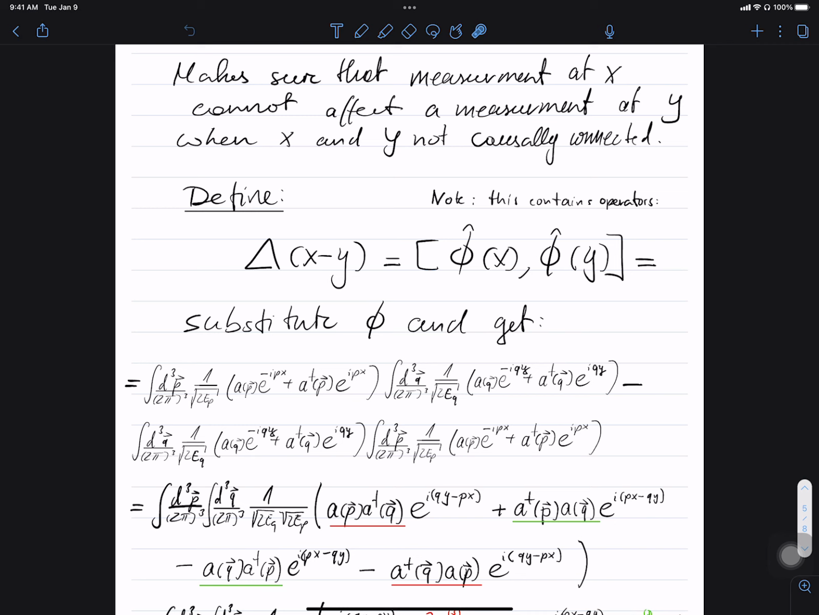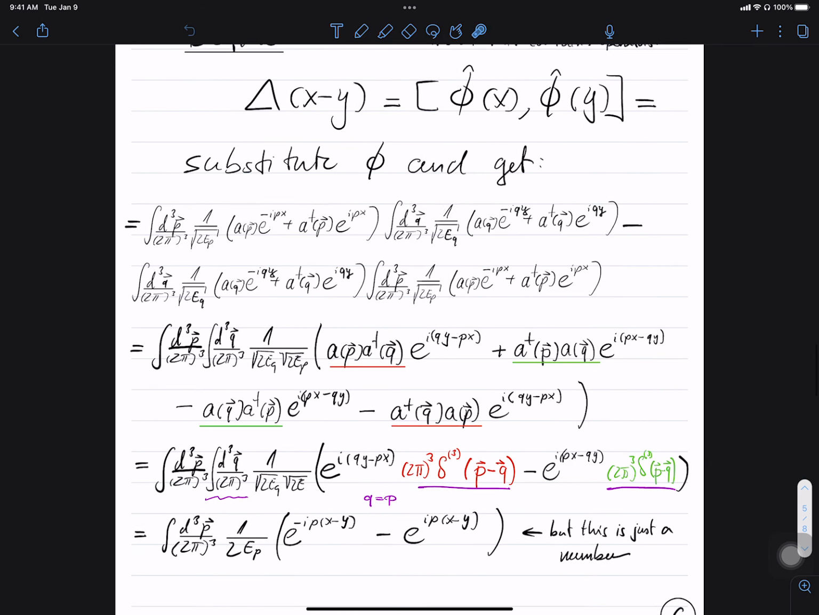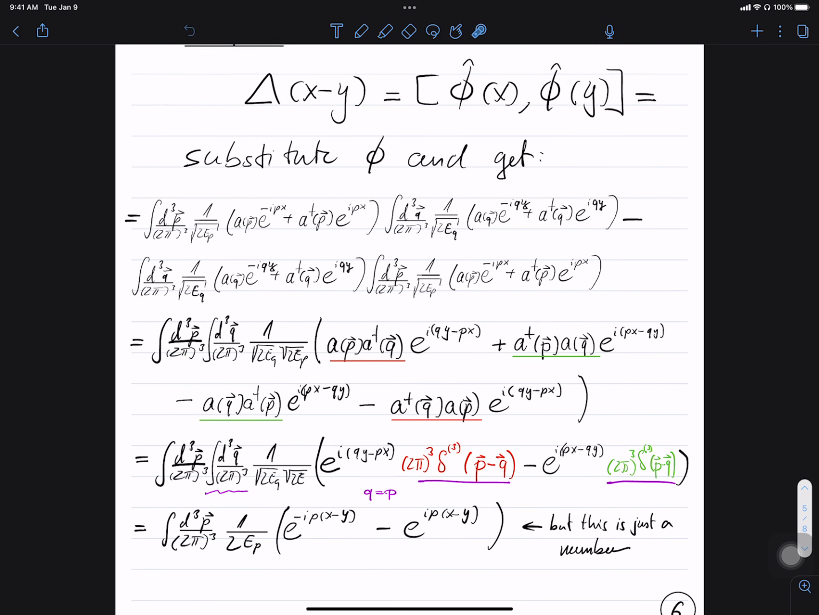Let us do that by defining this quantity here, which is the commutator of two field values, or just the simplest field operators, just the fields themselves, evaluated at space-time points x and y. Simply substituting the definition of phi, we can write everything out, group terms, see which terms cancel and which terms combine to give us delta functions.